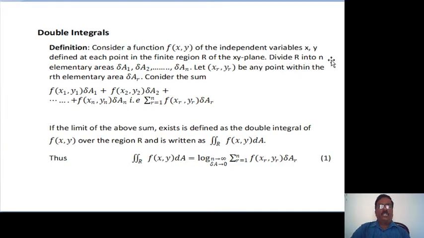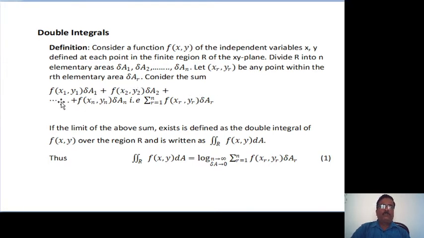Now divide this region R into n elementary areas delta A1, delta A2, and so on up to delta An. That means you have to divide the region R into smaller parts, and each part has an area of delta A1, delta A2 and so on up to delta An. Now let xr, yr be any point within the rth element area delta Ar.